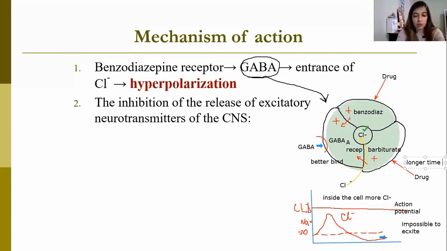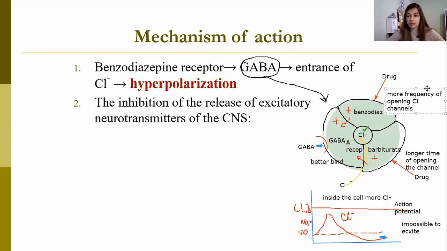In case of barbiturates, there is a longer time of opening of the chlorine channel. Longer time, yes. So the channel of chlorine will open and it will stay open for a long time. In case of benzodiazepine stimulation, there will be a higher frequency of opening of this channel. So it will not be opened for a long time. It will be opened for a short time, but frequently. 1, 2, 3, 4 times. Frequency. I guess that you understand. But the mechanism in general is the same. Chlorine channels should be opened and chlorine should come inside the cell.